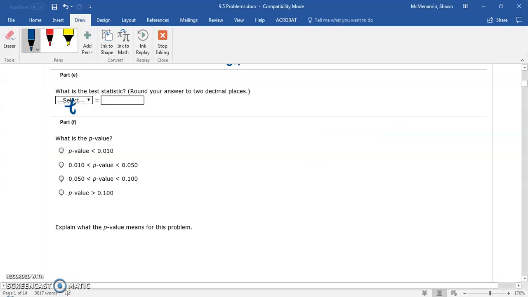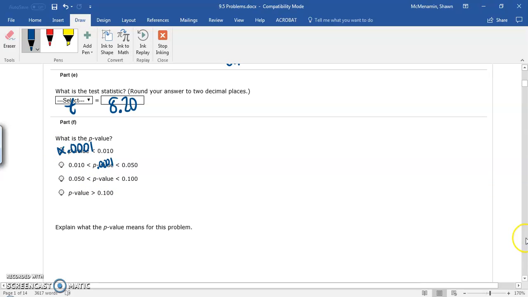So our test statistic is 8.20. Our p-value is less than 0.001, so 0.0001. 0.0001 is less than 0.010, so this is our answer. This one wouldn't work, because 0.0001 is not in between 10 thousandths and 50 thousandths, or between 50 thousandths and 100 thousandths, or 0.1 or 1/10. So this is our answer.